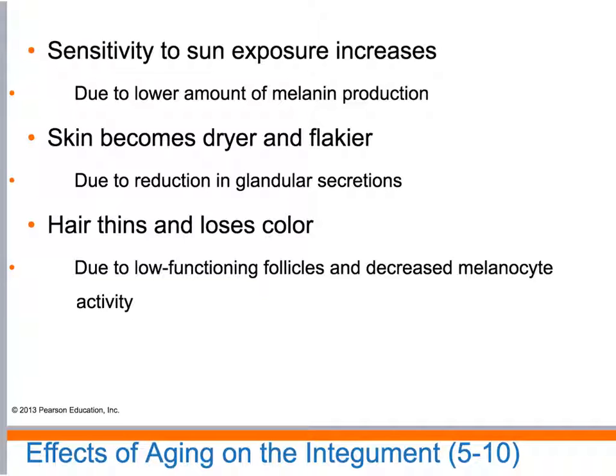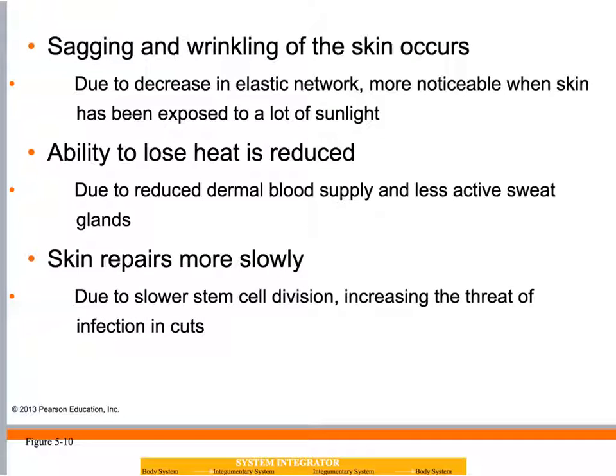The sebaceous glands will secrete less oil, and then the hair thins and loses color. And again, this is due to the low functioning follicles and the decreased melanocyte activity. Finally, sagging or wrinkling of the skin occurs. That's due to the decrease in the elastic network. The ability to lose heat is reduced, and that's due to reduced dermal blood supply. And then skin repairs more slowly due to slower stem cell division, and there's an increasing threat of infection and cuts. And that completes the integumentary system.